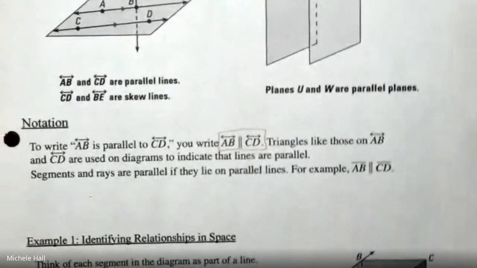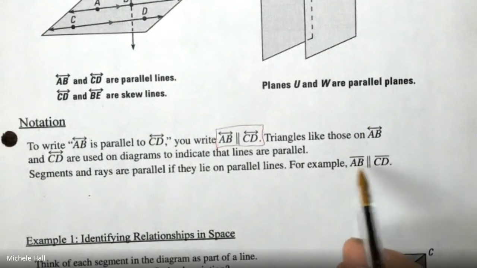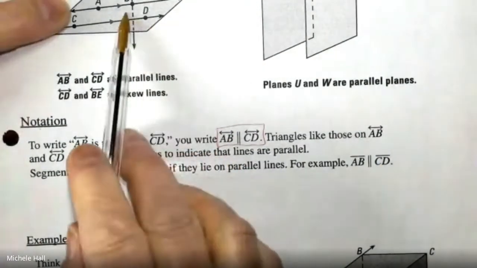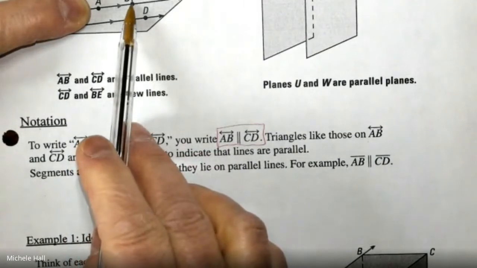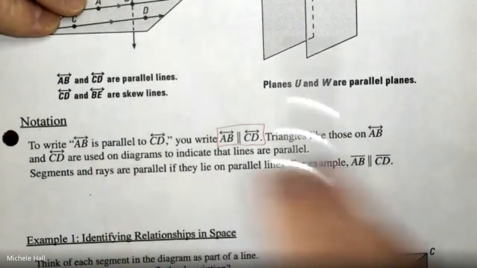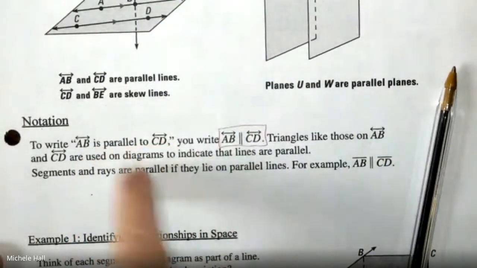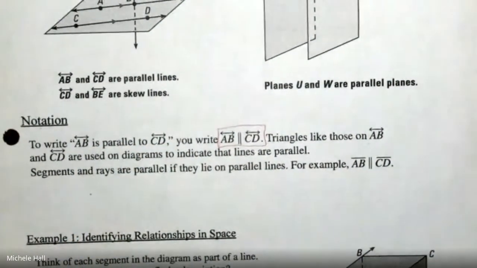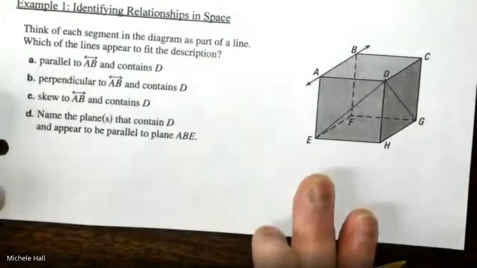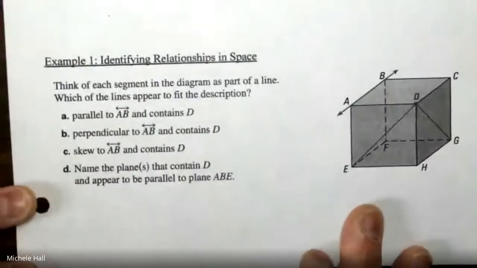So you can also have segments. It doesn't have to be the whole line that's parallel. You can just say part of a line, so only from A to B right here is parallel to C to D. So those are line segments. Or you can say lines by putting the arrows on them. All right, let's practice some of this in the next example.